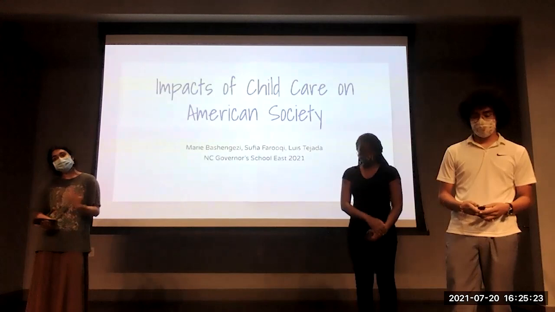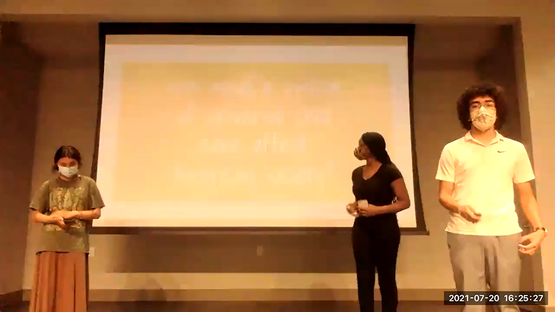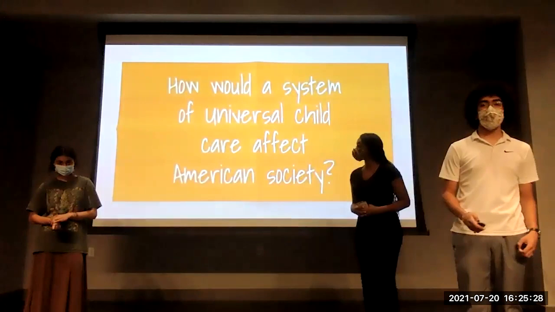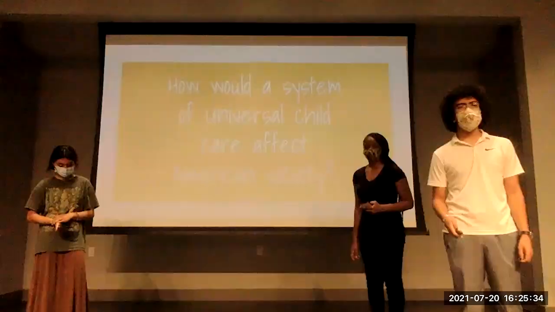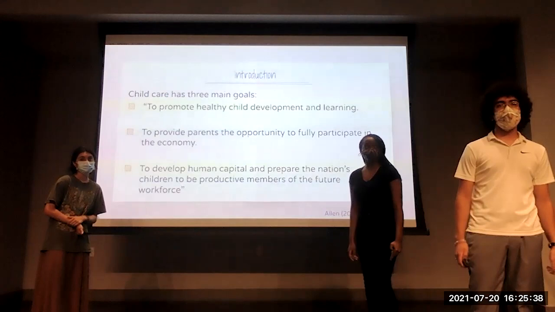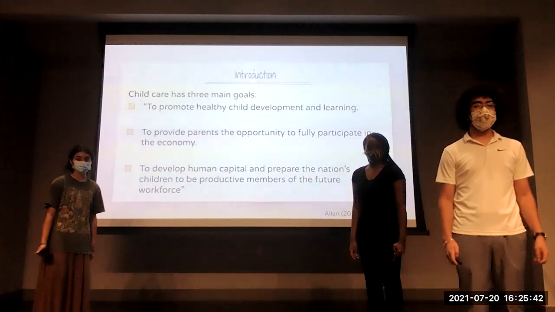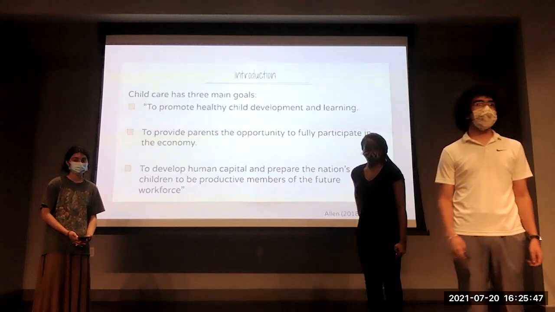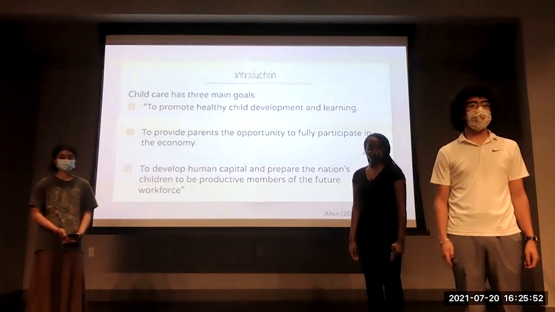And we're going to talk about childcare. So, our question is, how would a system of universal childcare affect American society? So first, let's talk about childcare. Well, childcare has three basic goals: to develop children and help them with their learning, to help parents be able to participate in the workforce and contribute to the economy, and to prepare children for the future.